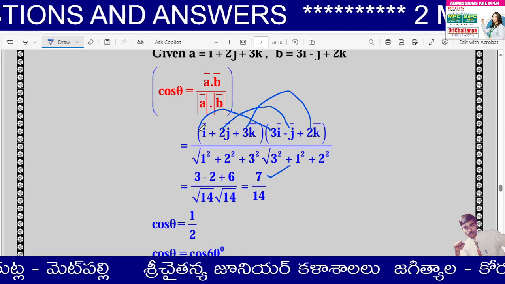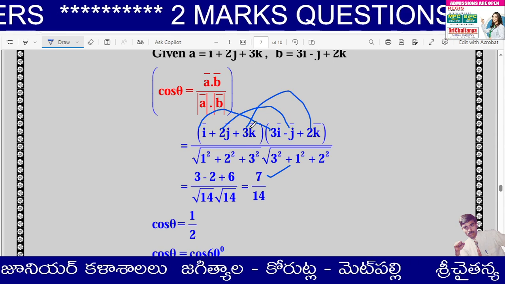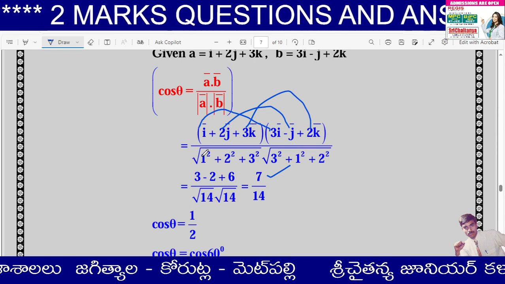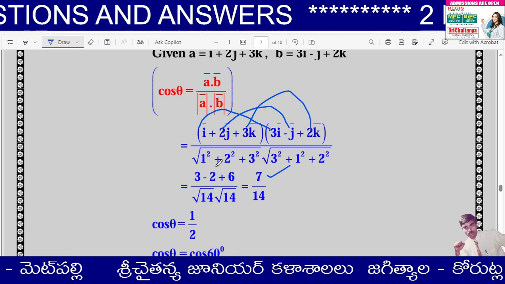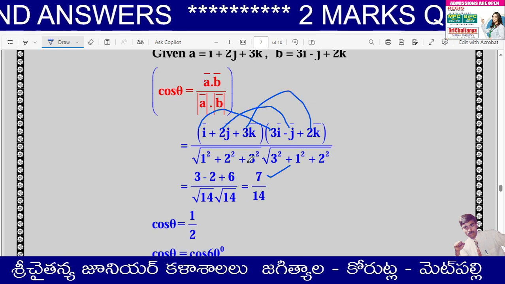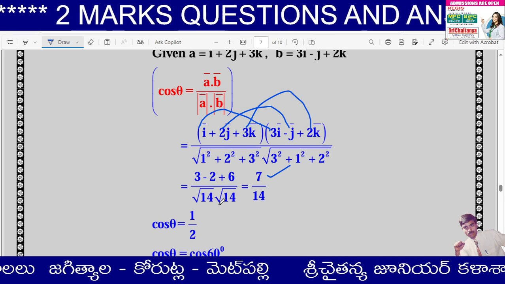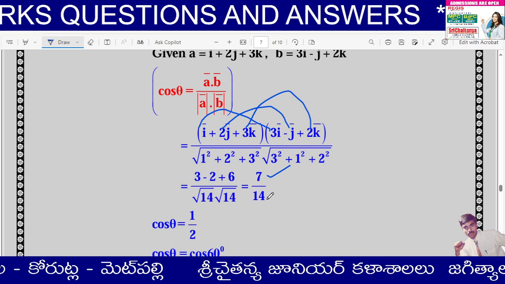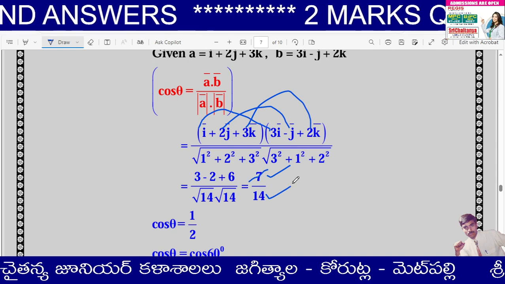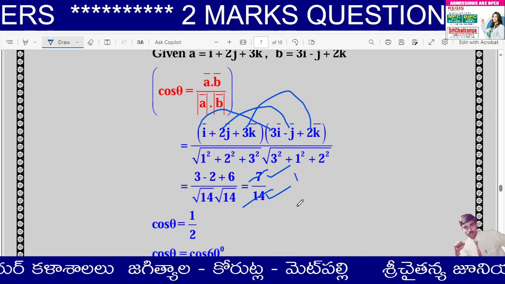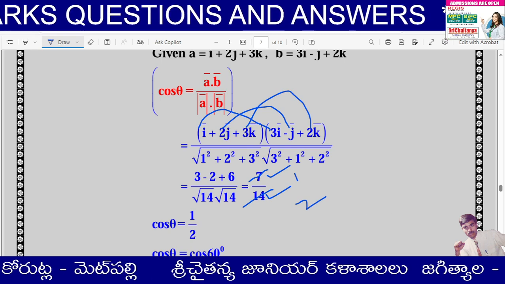Now the magnitude: the i coefficient is 1, 1 square; the j coefficient is 2, 2 square; the k coefficient is 3, 3 square. The magnitude of the second vector is also the same. 1 square is 1, 2 square is 4, 3 square is 9. The sum is 14, and it is also 14. Root 14 into root 14, the root is cancelled, so 14. Now 7 by 14: 7 ones are 7, 7 twos are 14, so 1 by 2. Cos theta is equal to 1 by 2.